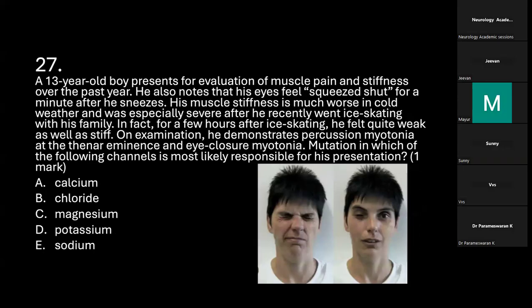Number 27, a 13-year-old boy presents for evaluation of muscle pain and stiffness over the past 1 year. He also notes that his eyes feel squeezed shut for a minute after he sneezes. His muscle stiffness is much worse in cold weather and was especially severe after he recently went ice skating with his family. In fact, for a few hours after ice skating, he felt quite weak as well as stiff. On examination, he demonstrates a percussion myotonia at the thenar eminence and eye closure myotonia. Mutations in which of the following channels is most likely responsible for his presentation? A, calcium, B, chloride, C, magnesium, D, potassium, and E, sodium.